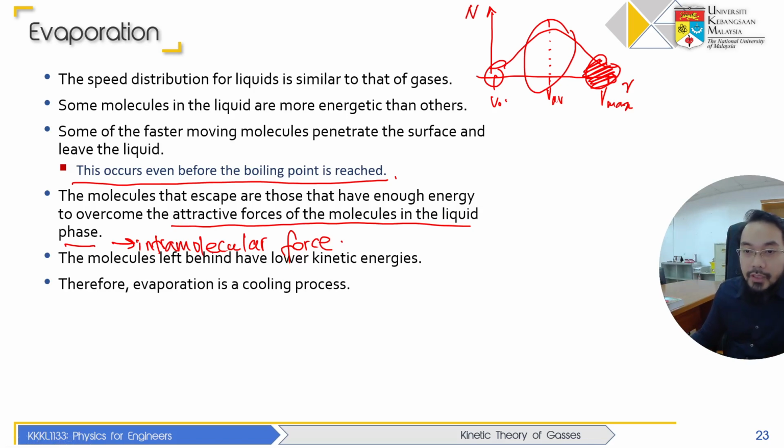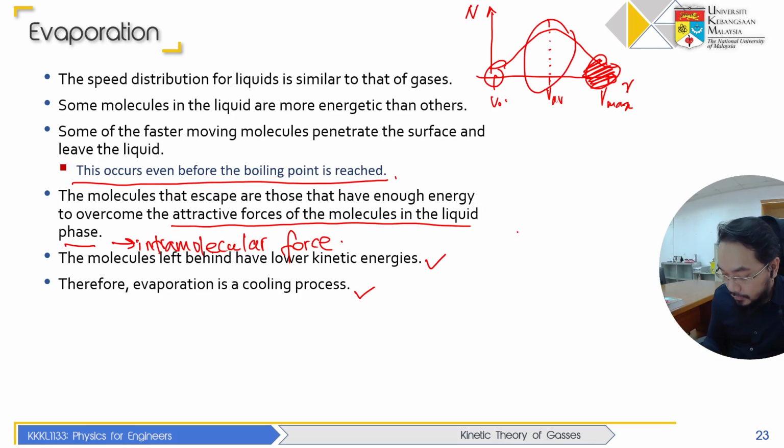The molecules left behind have lower kinetic energy. So in total, the kinetic energy of the collective molecules inside the liquid becomes lower and lower. Therefore, evaporation is a cooling process. That's how you can have a reduction in temperature when you sweat, which makes sense.